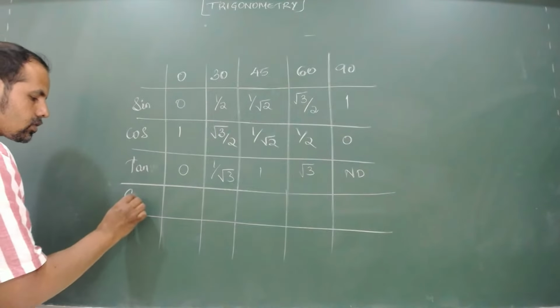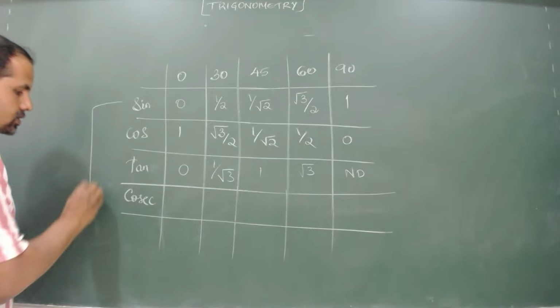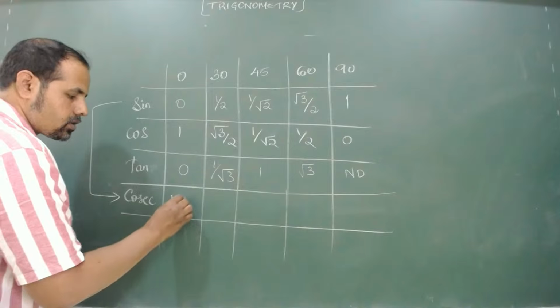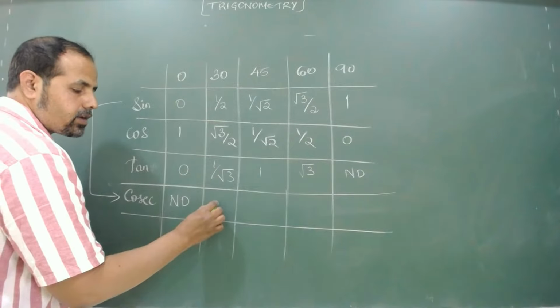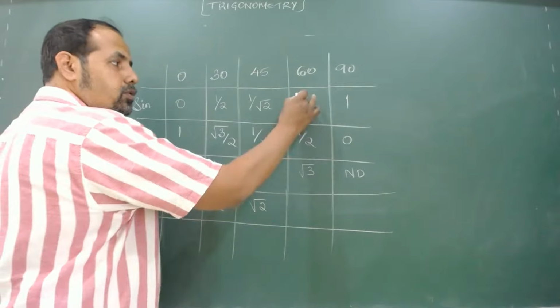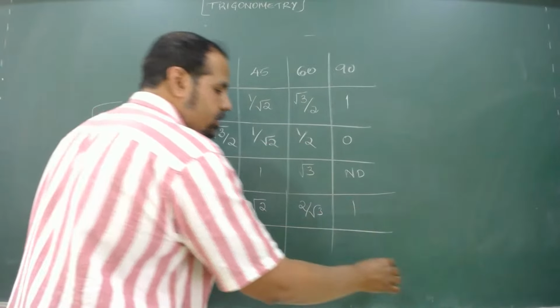Then comes cosec. Cosec is the reciprocal of sine. Reciprocal of 0 is not defined. Reciprocal of 1 by 2 is 2. Reciprocal of 1 by root 2 is root 2. Reciprocal of root 3 by 2 is 2 by root 3. And reciprocal of 1 is 1.